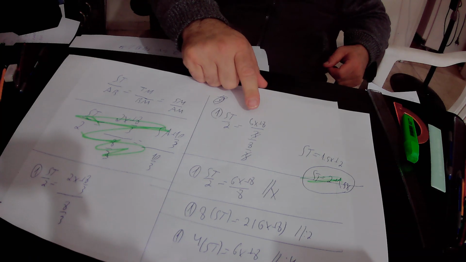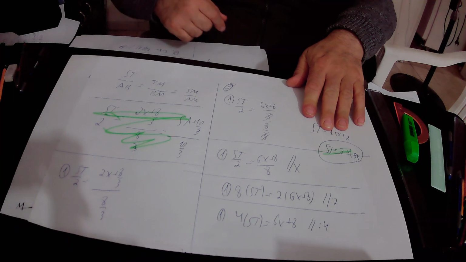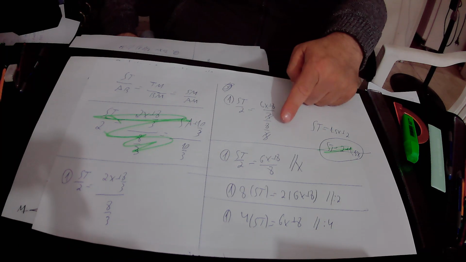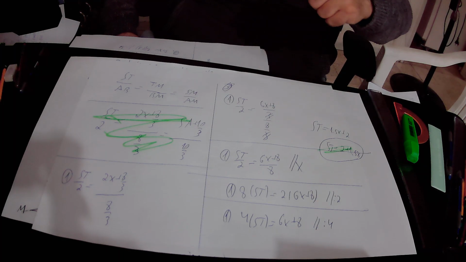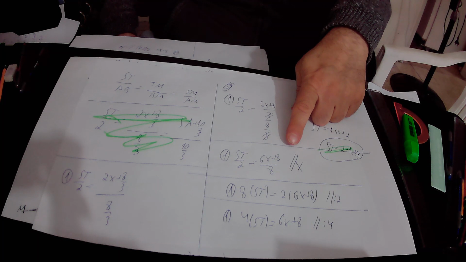And we have to divide it by 3, and we also have to divide it by 8 over 3. So in this side of equation 1, we have 3 in the numerator and 3 in the denominator, so 3 will get cancelled. And we are left only with ST over 2, that equals 6x plus 8 over 8.